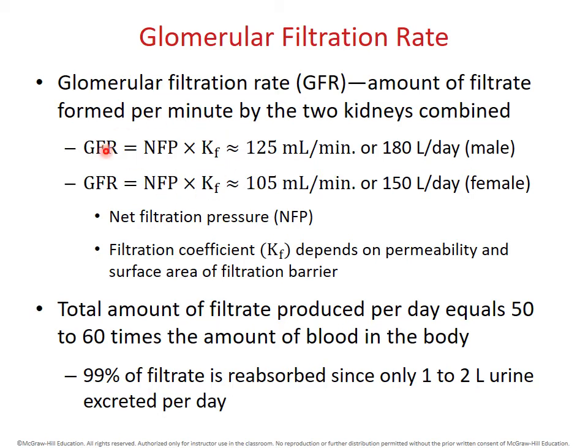So we multiply that out, and we end up with our typical glomerular filtration rates of 125 milliliters per minute for men, 105 milliliters per minute for women. And again, these are homeostatic averages. Certainly, it does go up and down a little throughout the day.